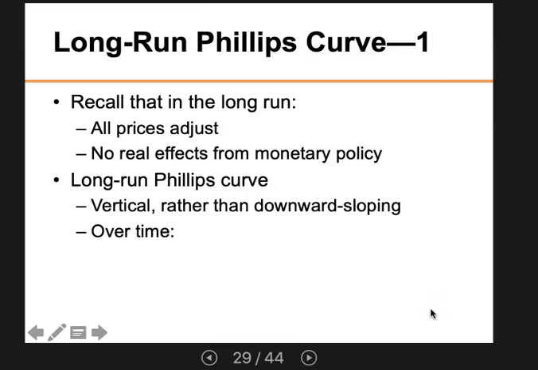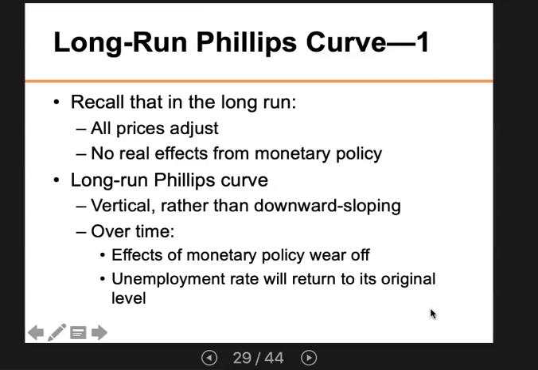So the long run Phillips curve is going to be a vertical line rather than downward sloping. And then over time, the effects of this monetary policy wear off. So the unemployment rate will return to its original level, just like what we learned a long time ago, right? That it will go back to the long run equilibrium, and the unemployment rate is going to go back to 5%. Now let's plot this long run Phillips curve on the next slide.